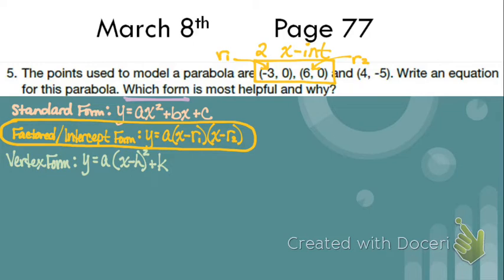So I'm going to substitute in. y equals a times (x minus, what are we going to use as r1? Negative 3. Well, what happens if I subtract a negative number? That's the same thing as adding it. So this is really a times (x plus 3), right? And then I have x minus my other root. What's our other root? 6. So that would just be x minus 6. I don't have to simplify that at all.